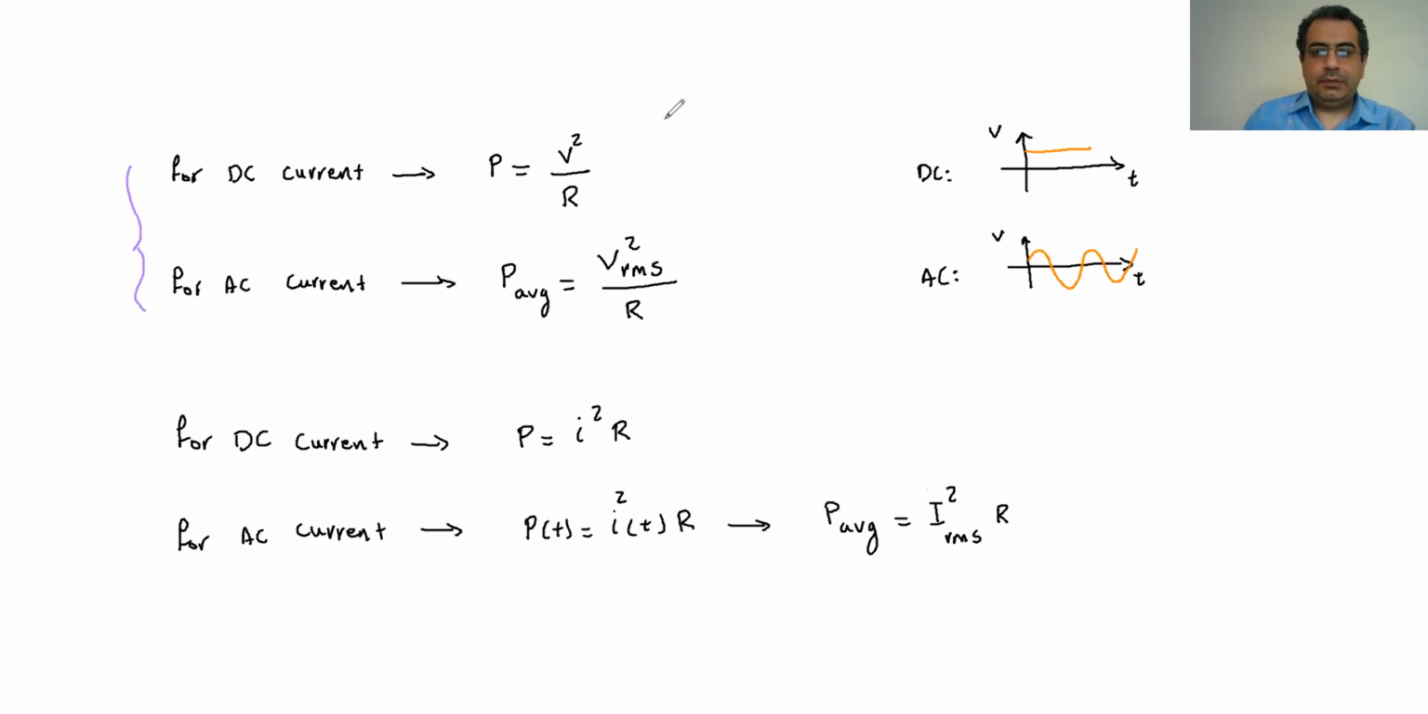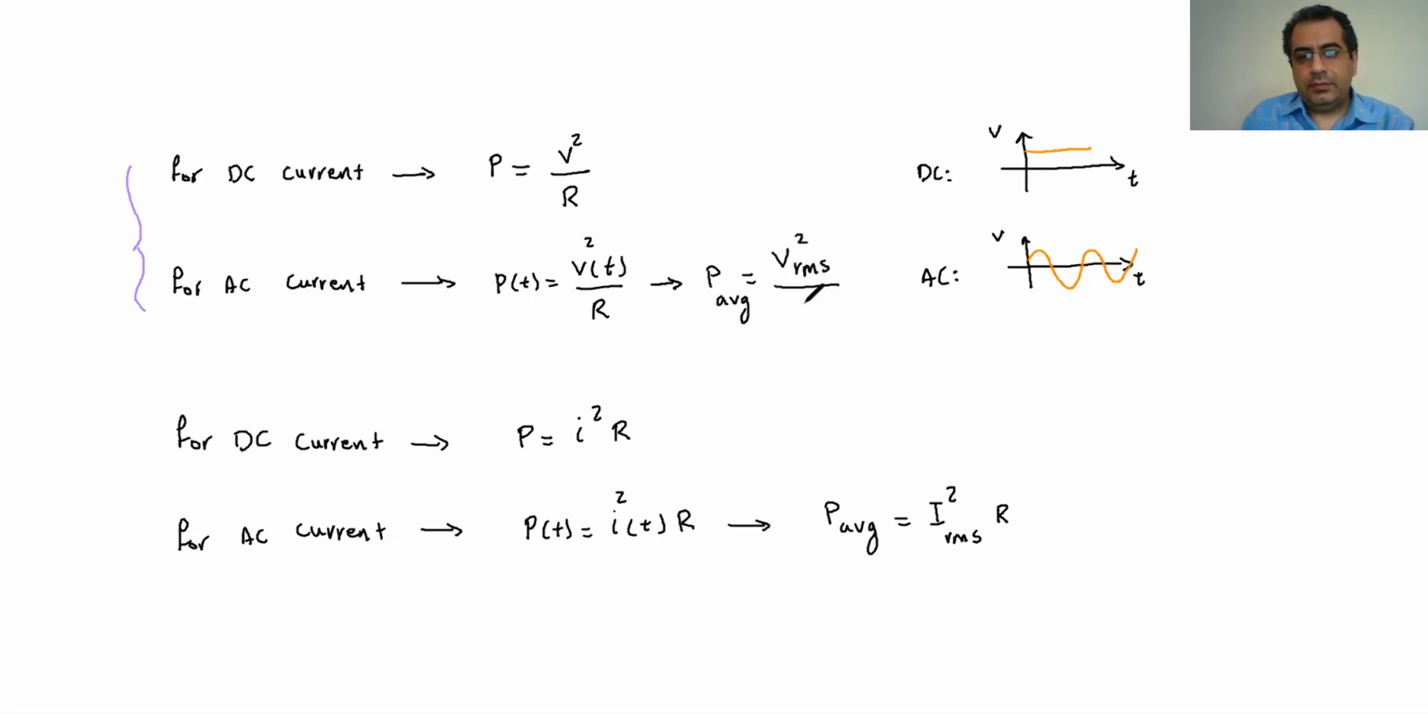The same here. Let me rewrite that. If it's the AC, then P is going to be a function of time, because V is actually changing over time. And then to get the average of that, we use V RMS squared divided by R.